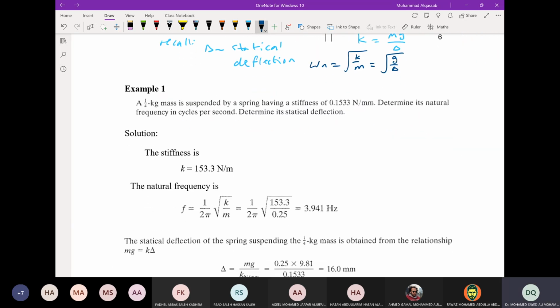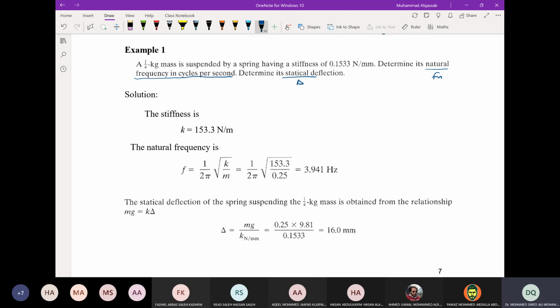Example 1. A 1 over 4 kilogram mass is suspended by a spring having a stiffness of 0.1533 Newton per millimeter. Determine its natural frequency in cycles per second. So it is asking specifically to find fn, in cycles per second. Determine its statical deflection. Also, delta is required. So here fn is required and delta is required.